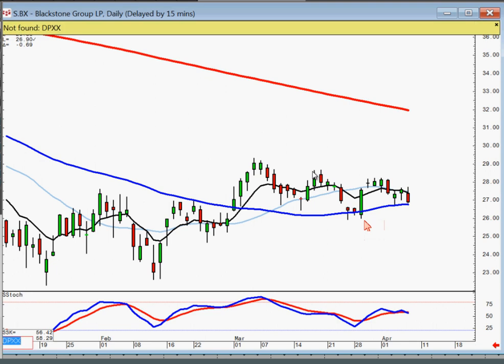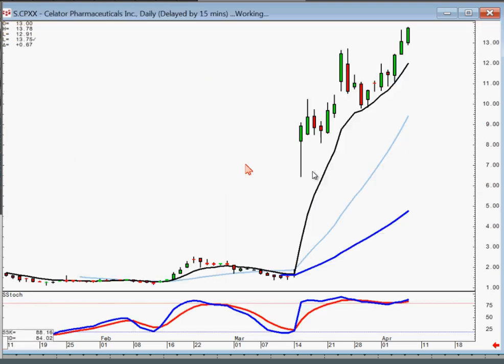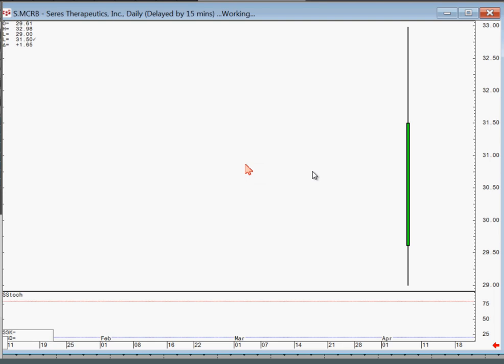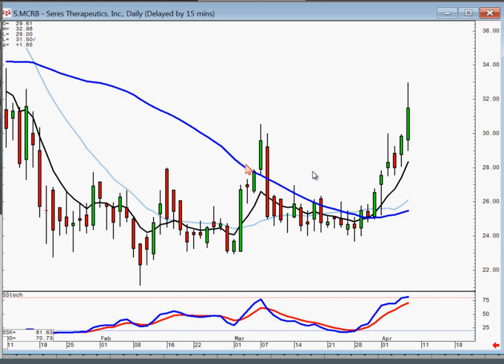Whoops, what did I do? DPXX, that's not coming up. There's a CPXX, which you stay long. It's in a J-hook pattern. And MCRB, you can stay long on this.